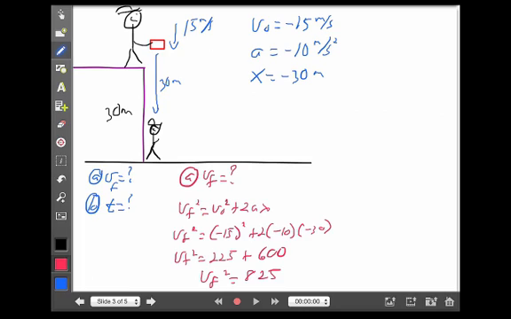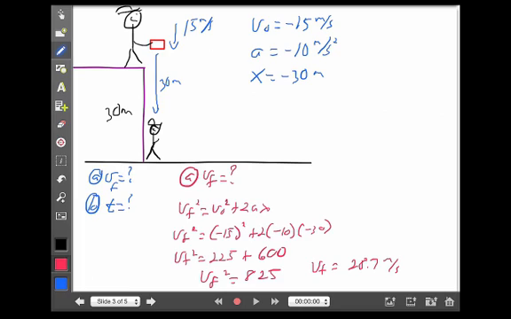Now be careful. Sometimes people won't pay attention to their vectors, and they might end up with a negative number at this moment. You're not allowed to take the square root of a negative number. So if you ever find yourself in that situation, check your vectors. That's probably what went wrong. However, when I take the square root of 825 to get my final velocity, I end up with an answer of 28.7 meters per second.